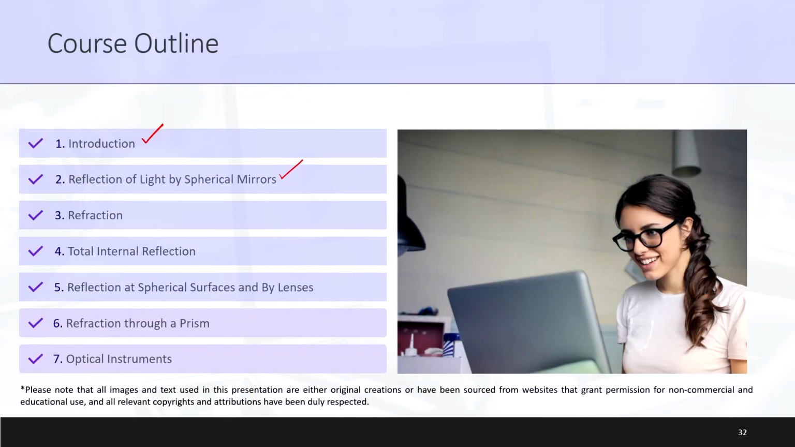After the second point, we moved on to the third point, that is refraction. What refraction is was considered there. Then the two laws of refraction were considered, Snell's law of refraction was considered, applications of refraction were obtained there, and so on.